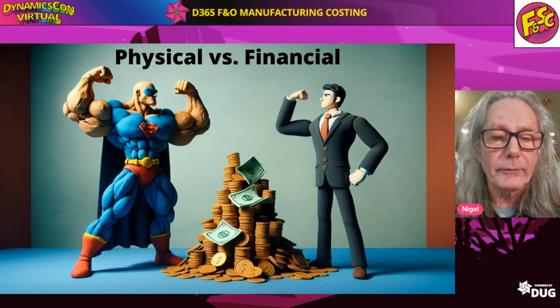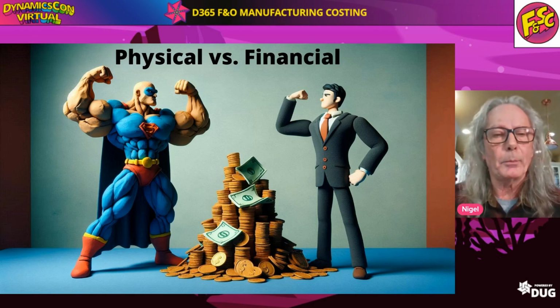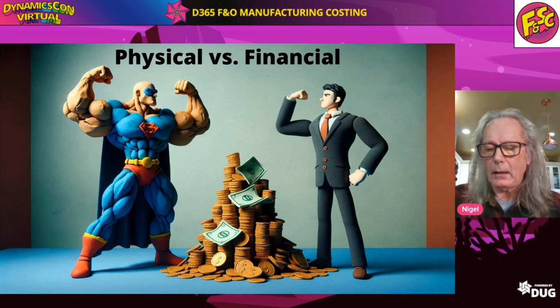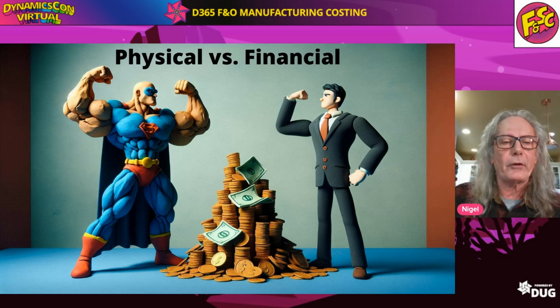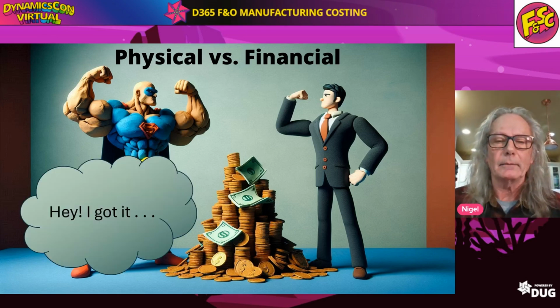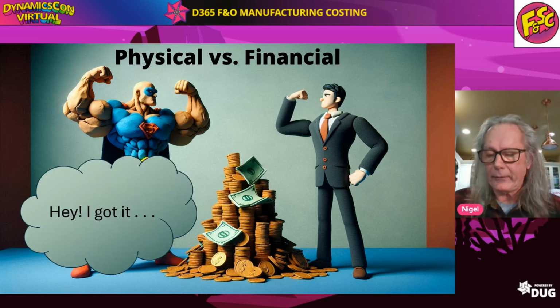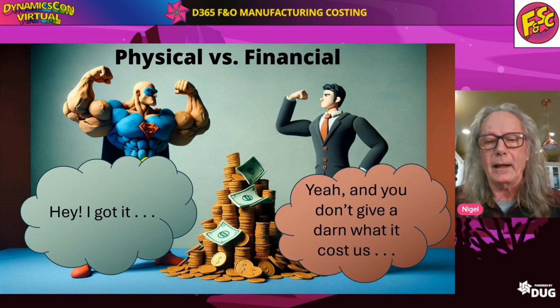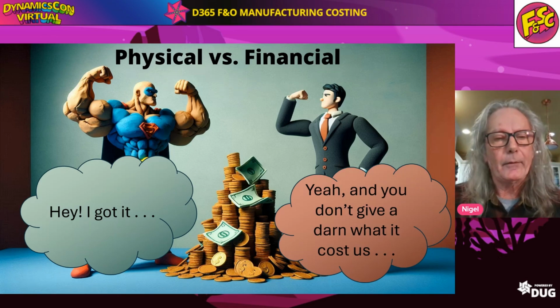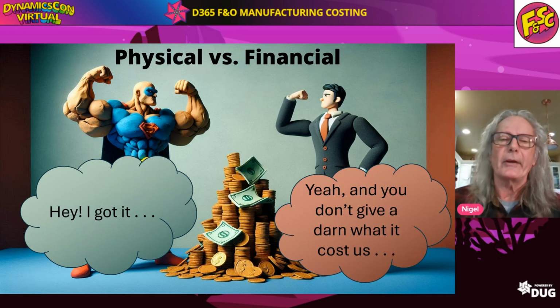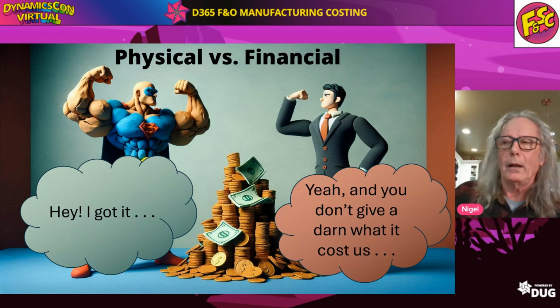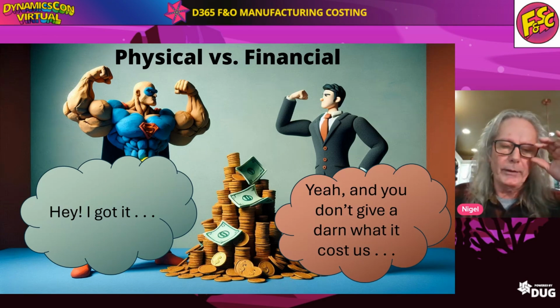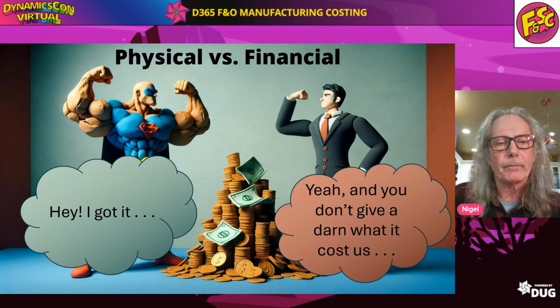Now, let's talk about physical versus financial. And again, thank you, Copilot, I love this picture. But I did add some narration to it. So Mr. Physical here is saying, hey, I got it. That's what matters. And Mr. Financial is saying, yeah, and you don't give a damn what it costs us, right? So we do care what that invoice is. And we do care when we end the production order. We have all the costs now. We do care what that all adds up to.